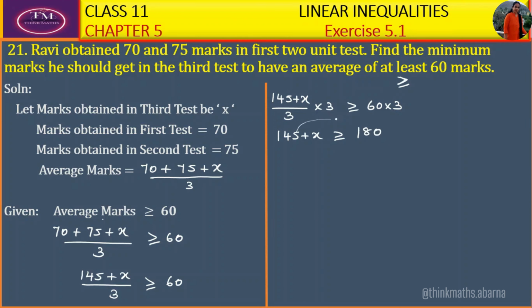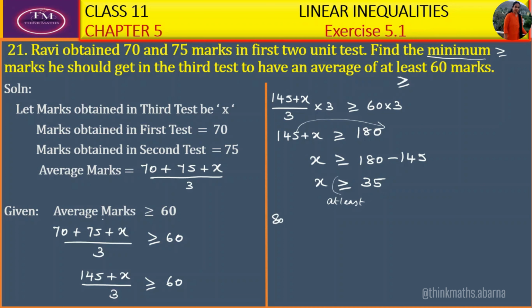So we can bring this 145 to the right side, and it becomes minus 145. So x is greater than or equal to 180 minus 145, which is 35. What do you mean by this greater than? It means it is at least. That means minimum he should score 35. Minimum means it is also greater than or equal to. You can score more than that also. So minimum marks should be 35 in the third test.